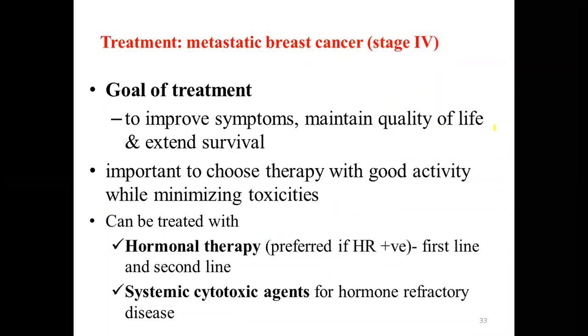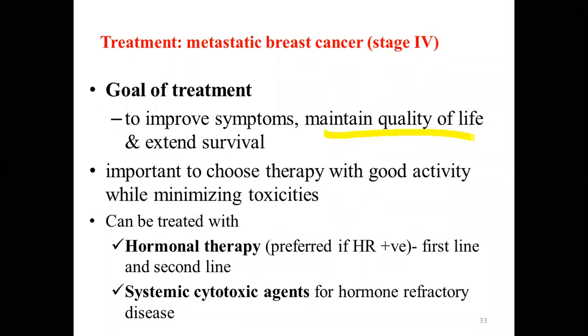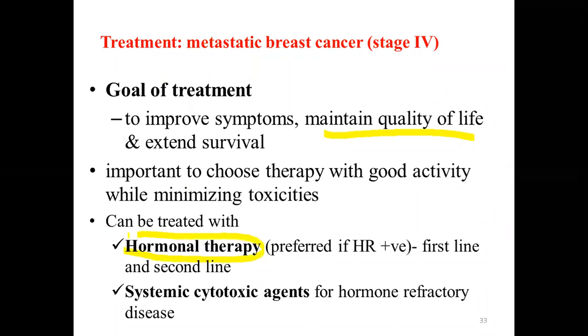Okay, then how do we treat the advanced stage of the disease? Stage 4. Now the goal is just to improve quality of life. In the advanced stage, by the way, most of the time, if they are hormone receptor positive, we normally give hormonal therapy. Even if we consider surgery, the goal is only to improve the symptoms. Most guidelines recommend that if they are hormone receptor positive, you usually give hormonal therapy.